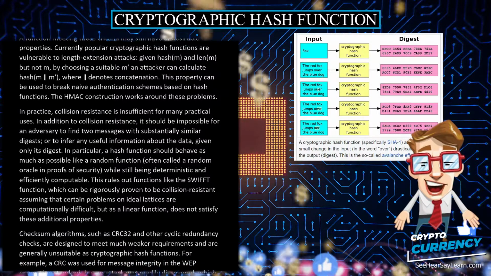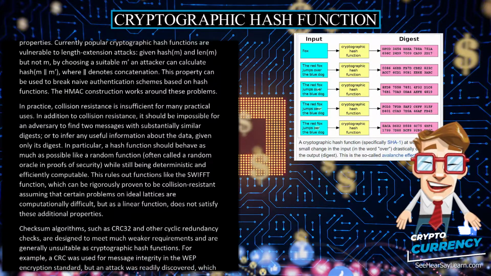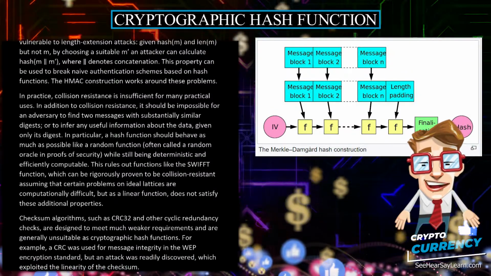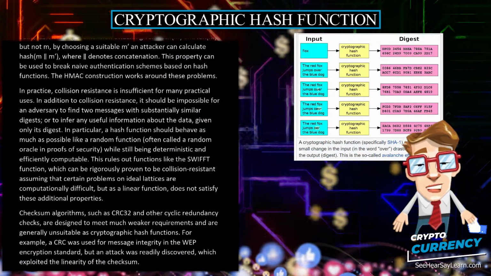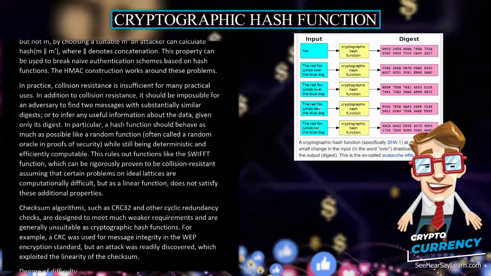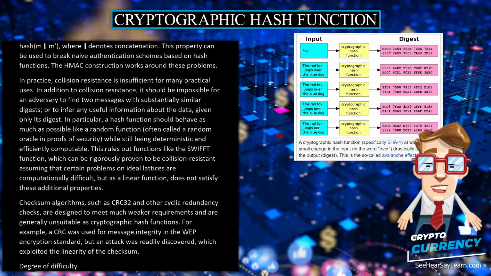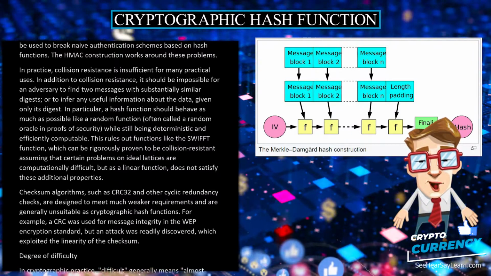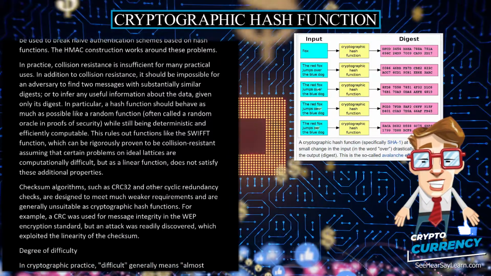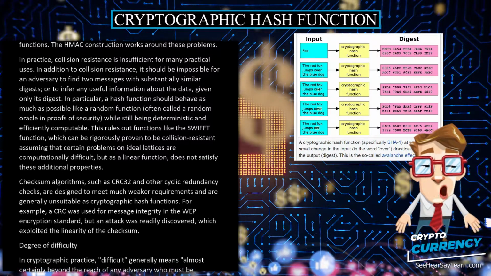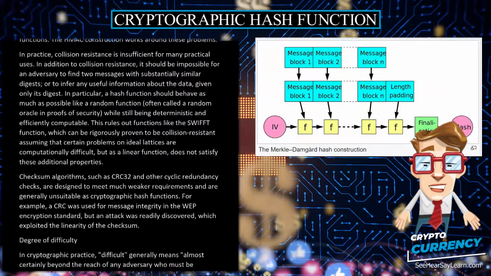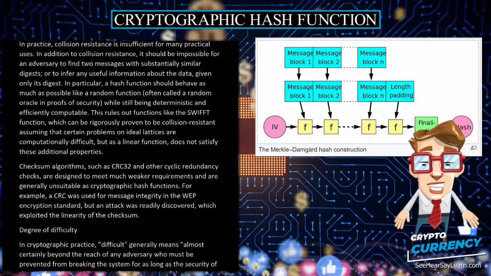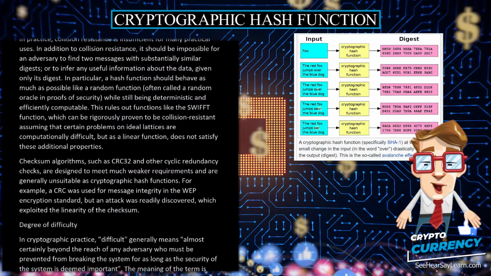In practice, collision resistance is insufficient for many practical uses. In addition to collision resistance, it should be impossible for an adversary to find two messages with substantially similar digests, or to infer any useful information about the data, given only its digest. In particular, a hash function should behave as much as possible like a random function, often called a random oracle in proofs of security, while still being deterministic and efficiently computable.